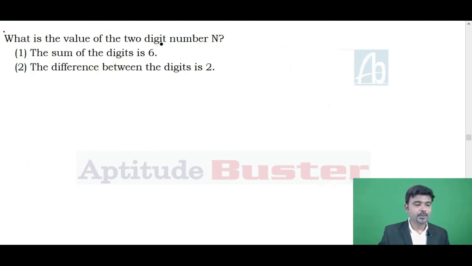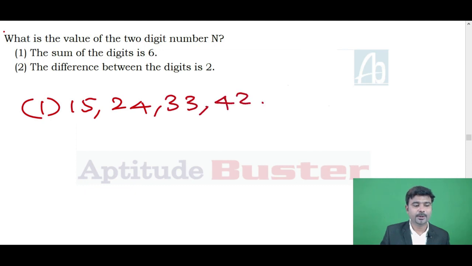What's the value of the two-digit number n? The first statement says the sum of the two digits is 6. The second statement says the difference between the digits is 2. Take the first statement. Sum of the two digits is 6. For example, 15. Sum of the two digits is 6. Then 24, 33, 42, 51. Sum of the two digits is 6. Here, what's the value of the two-digit number?